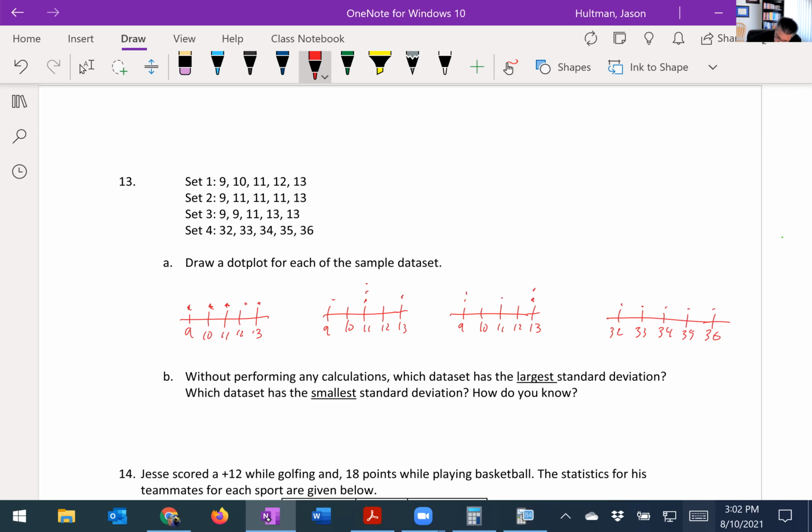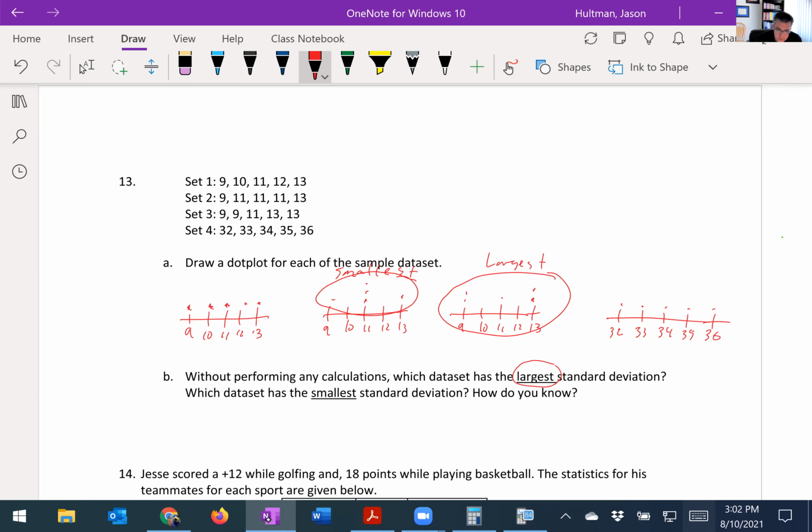Okay. Without performing any calculations, which data set has the largest standard deviation? Well, it's going to be this one here, where I have the majority of the data on the far right and far left. Okay, so that's going to be the largest standard deviation. Okay, and then which one would have the smallest standard deviation? That would be this one that has the majority of the data in the middle. Okay, so this would have the smallest.